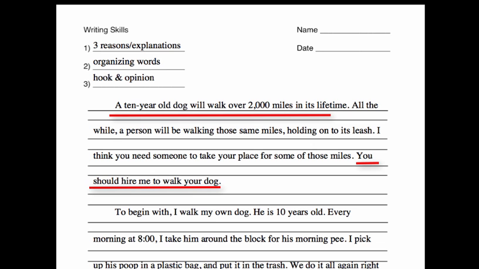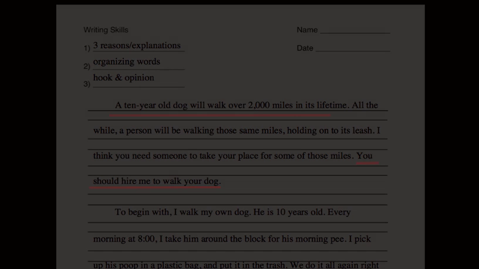Finally, did you use a hook and opinion to grab your reader's attention in your first paragraph? Good job!